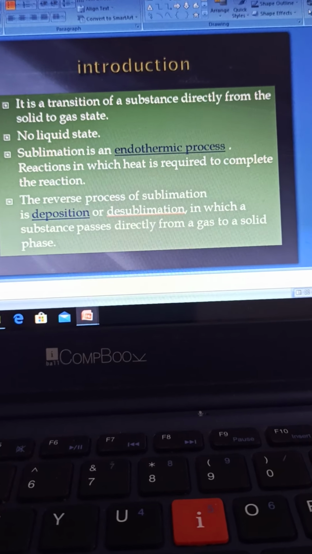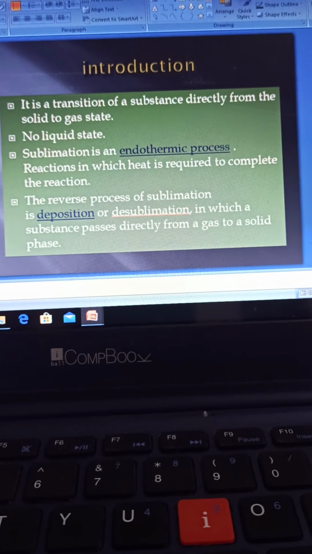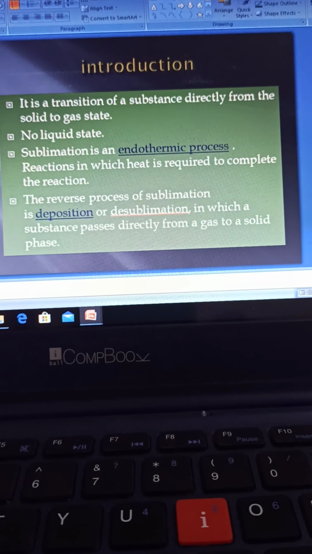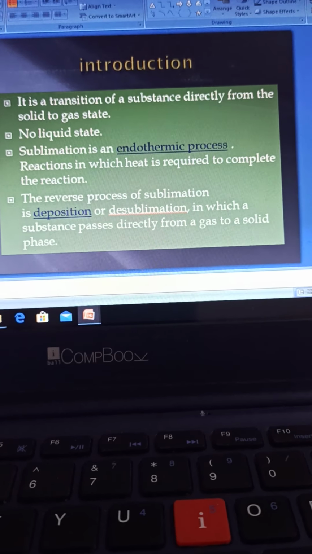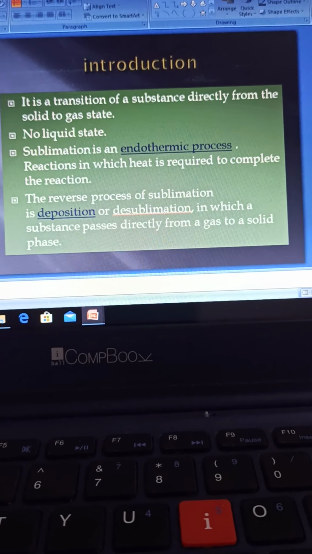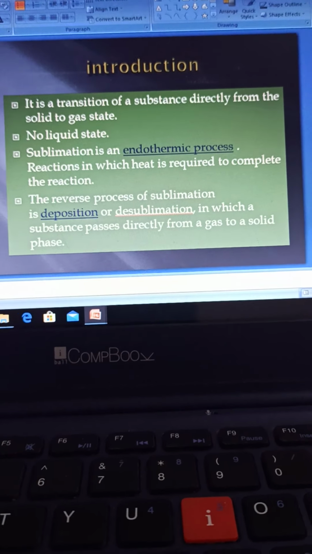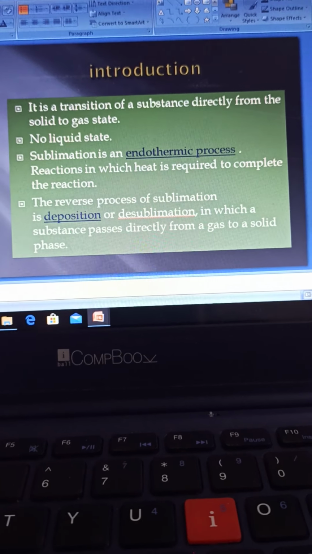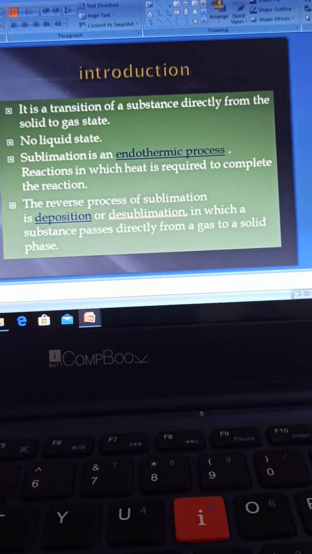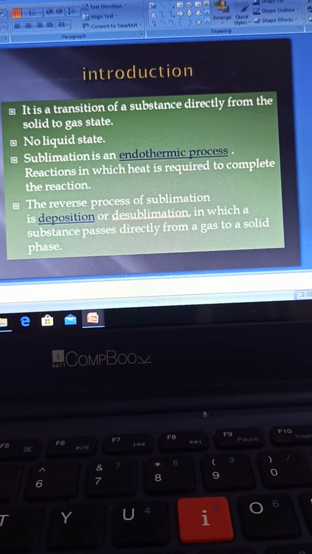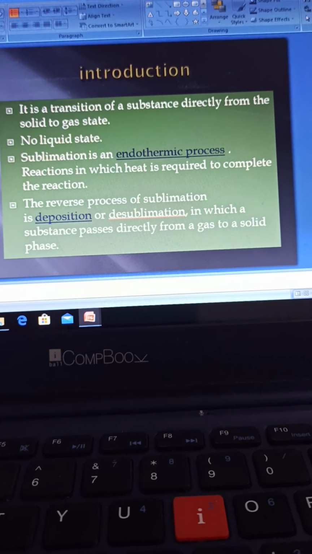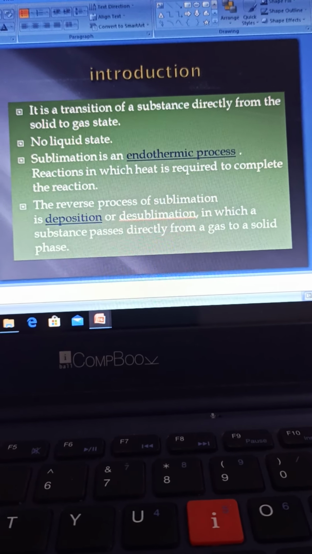Now it is the reverse process of deposition or desublimation. I hope you have remembered that in our first chapter I explained this thing also, where we studied the interconversion of state topic. Okay, now one thing is very important to understand again, sublimation is an endothermic process. Let's move to the next part.